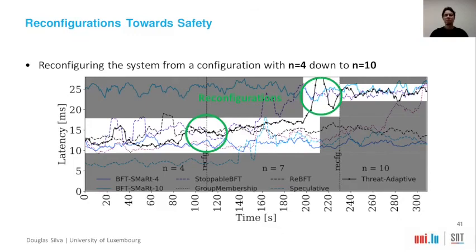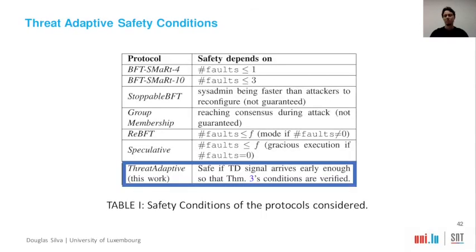If we focus on the reconfiguration, we can see that we can match our latency from the lower bound, that is BFT Smart with 4 replicas, to the upper bound, that is BFT Smart with 10 replicas. And if we compare the safety conditions for each protocol, both BFT Smart baselines have a fixed fault threshold, so they cannot adapt like us.